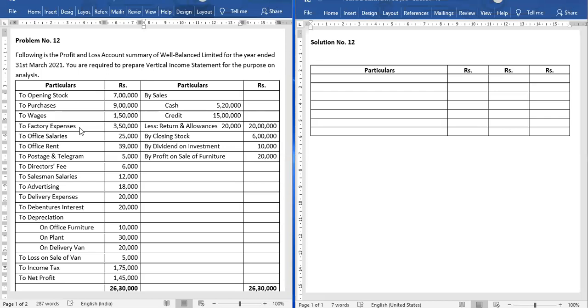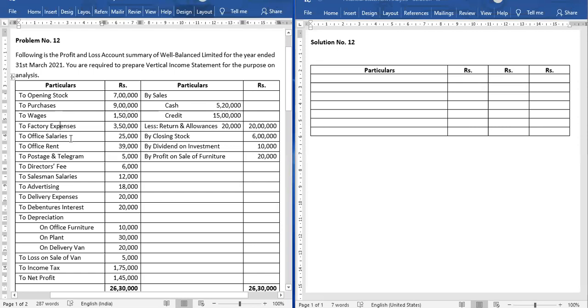Let's bifurcate. See, opening stock, which category? Yes, student. Opening stock, COGS, cost of goods sold. Purchases, cost of goods sold. Wages, cost of goods sold. Factory expenses, cost of goods sold.